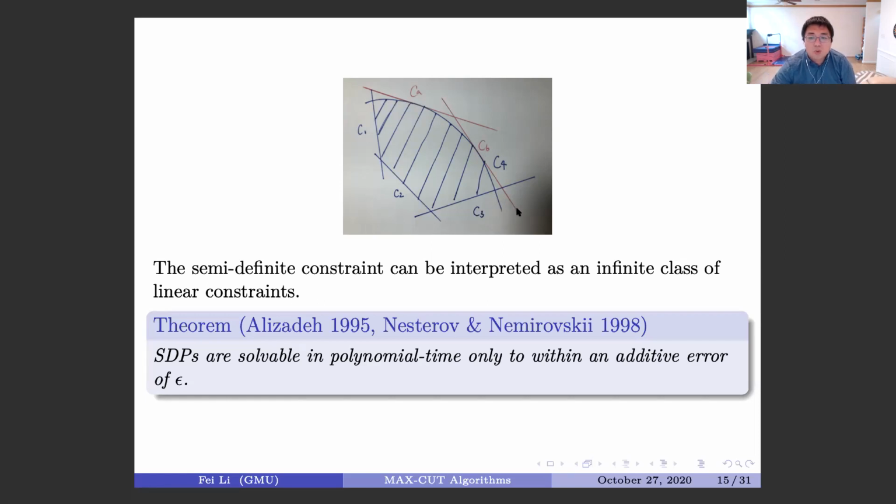So for C4, you could think that you have an infinite class of linear constraints, like C1, C2, C3, etc. So you have many linear constraints, like lines, to estimate the curve as much as you can. If you have an infinite number of linear constraints, how can we argue that they could be represented by the semi-definite matrix?